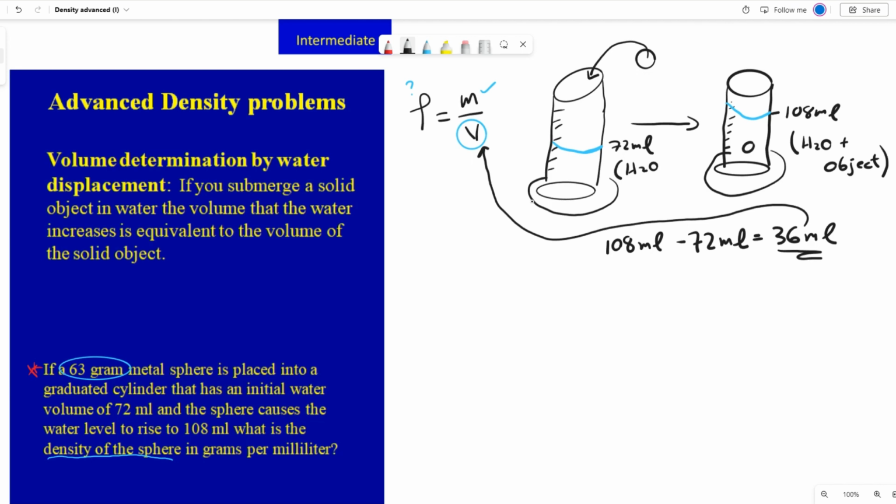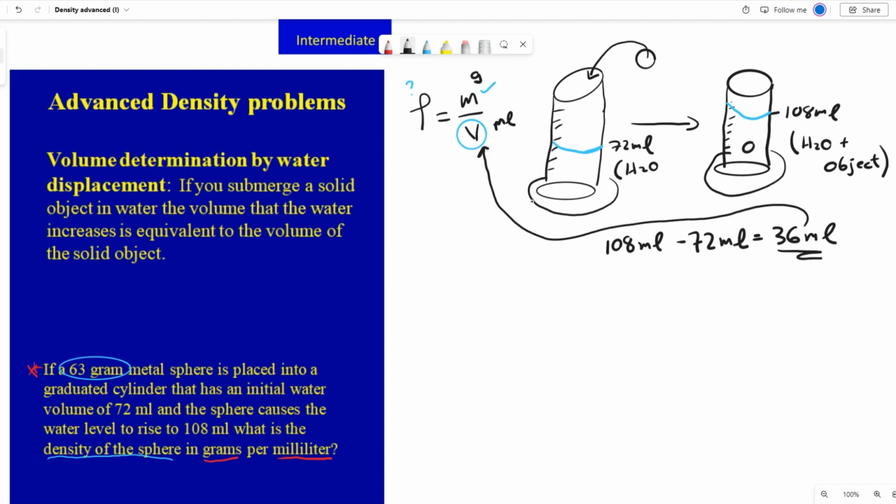So now we know its mass is 63 grams. We know its volume is 36 milliliters. So now we just need to check our units. We're given grams for the mass, and we're given milliliters for the volume. Is that the units that we're being asked to find for, the answer in density? Well, it wants the density in grams per milliliter. So good, we don't have to worry about changing any of those units.